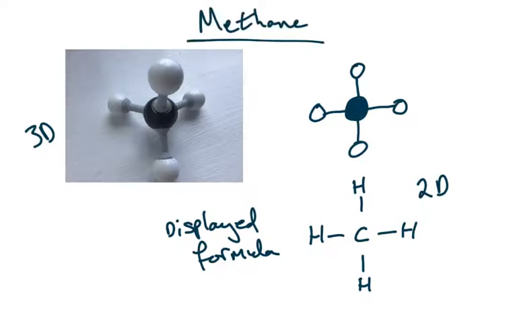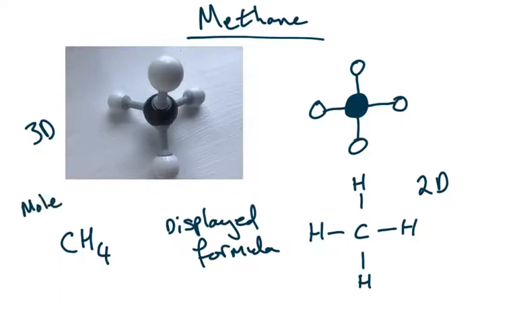The other formula that you're going to come across much more frequently is the molecular formula, and this is just saying how many atoms of each type are there in this molecule. So the molecular formula in this case is just going to be CH4. This is telling me that there are 4 hydrogen atoms and there is 1 carbon atom. We tend to put the carbon atoms first because they're in the centre of the molecule. So this here is your molecular formula.